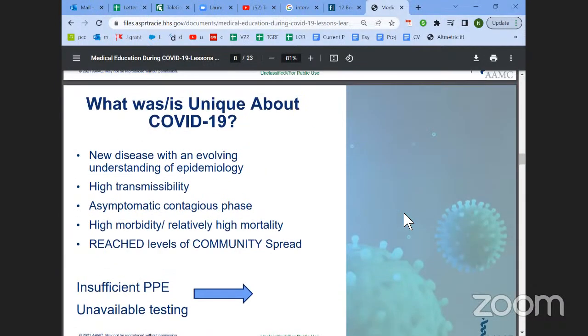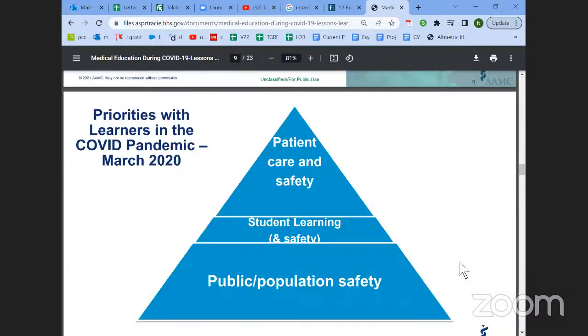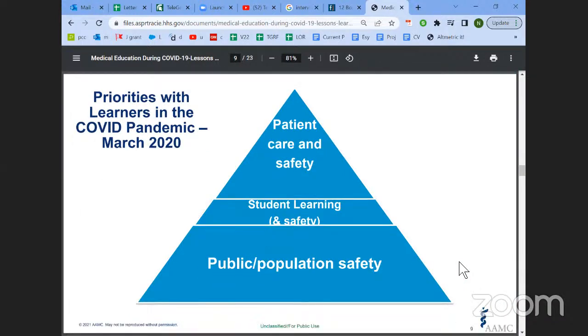So what was unique about COVID-19, and how did it change clinical practices for med students? It was a disease that was evolving quickly, very transmissible. It had an asymptomatic contagious phase with a high morbidity and mortality, and it has spread drastically. And all of this happened while we didn't have any available testing, and there wasn't sufficient PPE.